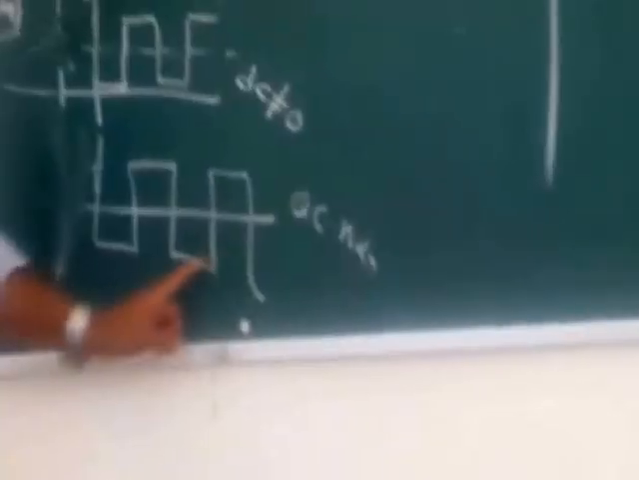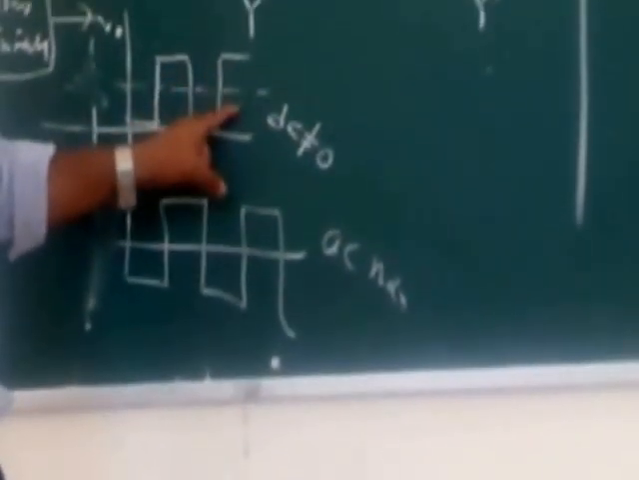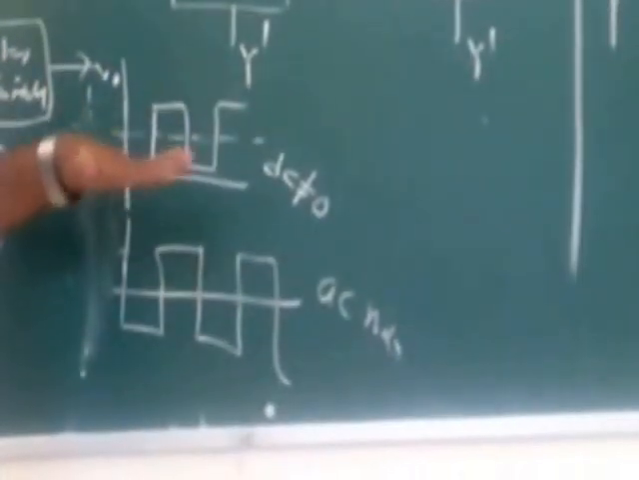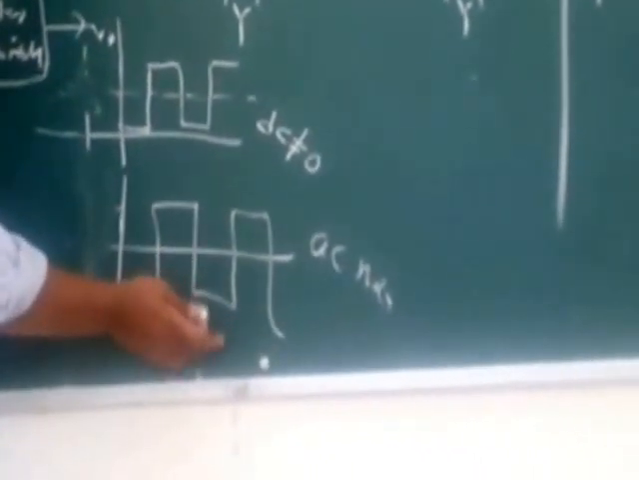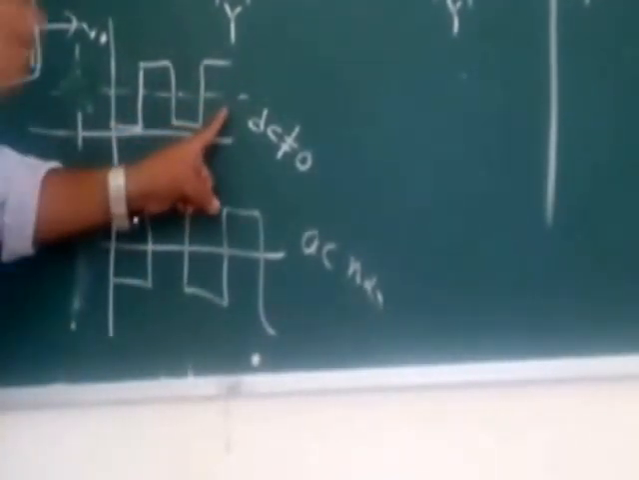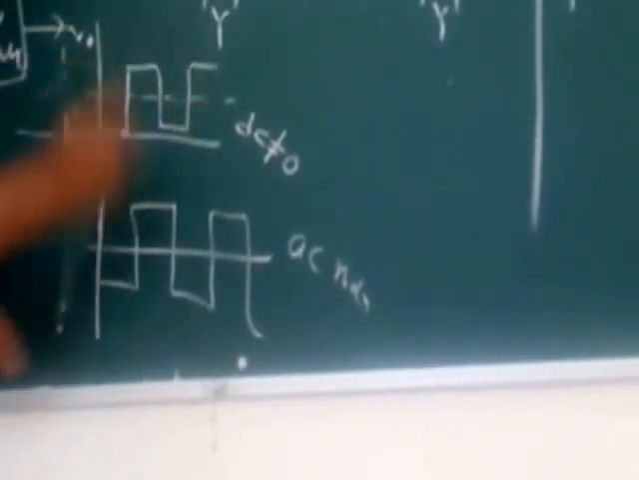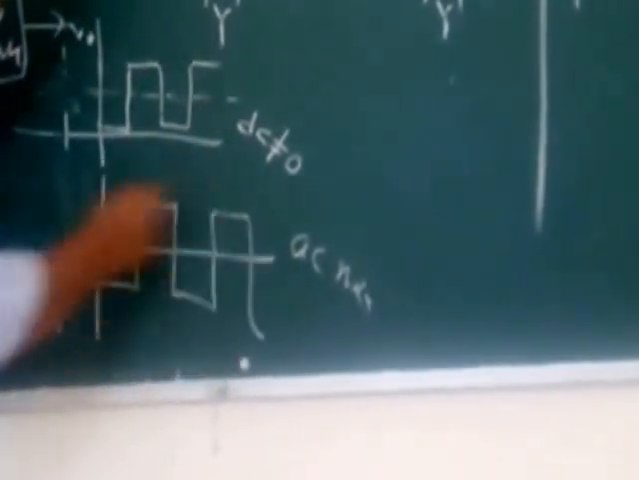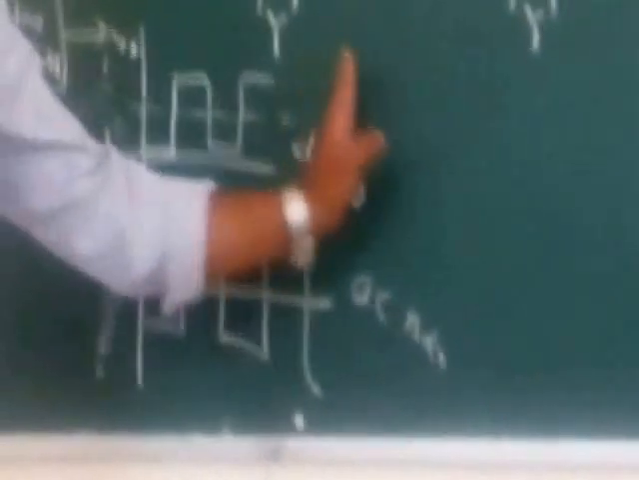So compulsorily we should keep the CRO in the DC mode only while observing the DC signals. That means if any signal contains a DC value, we have to see the signal in DC mode only for the CRO. If you see a signal which has a DC value in the AC mode, then we are going to get wrong values. So compulsorily we have to see the signal in the DC mode only where DC is available.